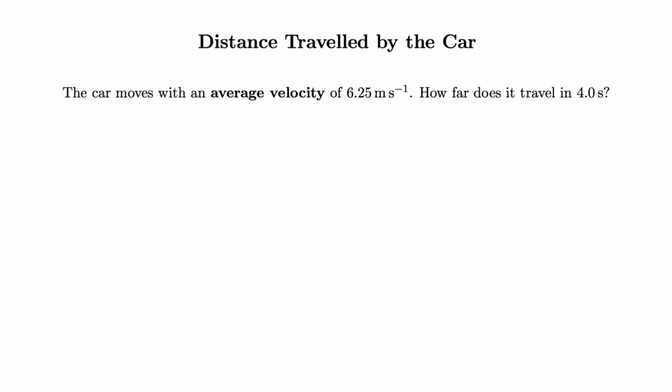A car is moving with an average velocity of 6.25 meters per second. How far does the car travel in exactly 4 seconds? Let's figure it out step by step. It's actually very straightforward once we understand the relationship.